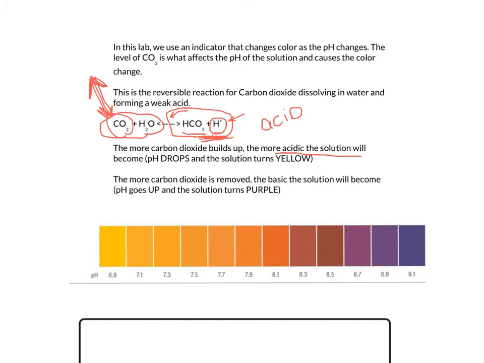And remember, indicators change color as pH changes. So if we had carbon dioxide building up, which, if you recall, was the product of cell respiration, then the pH, which would start around here in this area, around 7.3, would go down. So the more cell respiration was happening, the lower the pH would get.